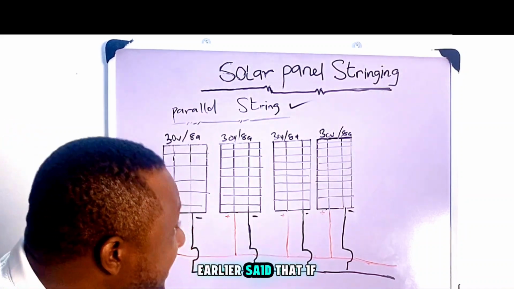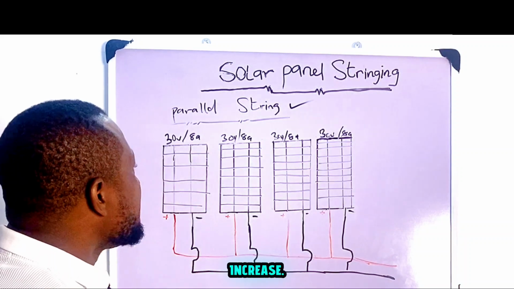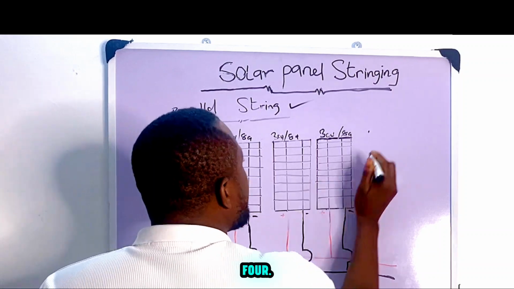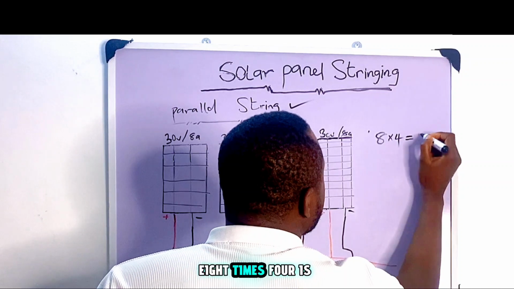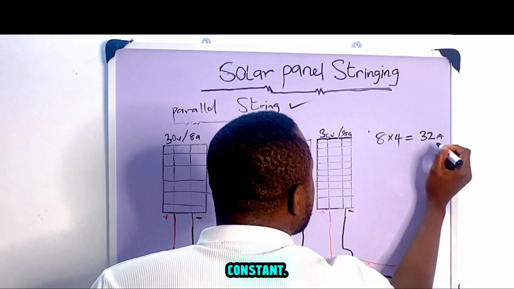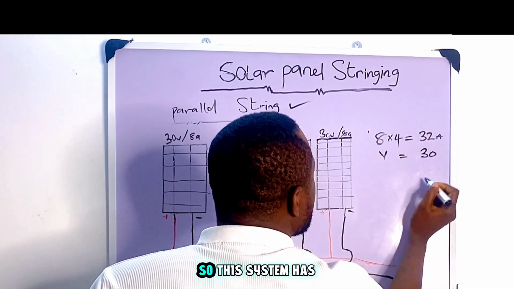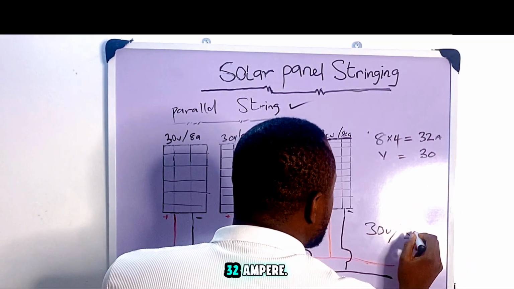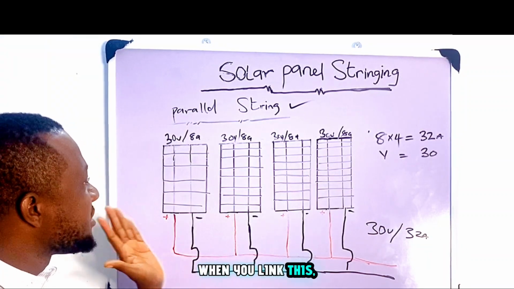Remember, we earlier said that if we connect this in parallel, the amperage increases. How many panels do we have? 1, 2, 3, 4. So 8 times 4 is 32. We have 32 amps generated while the voltage is constant at 30. So this system has 30 volts, 32 amperes. When you link this, you have your energy running.